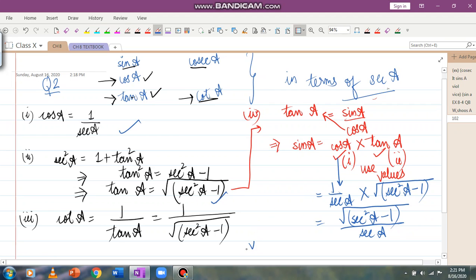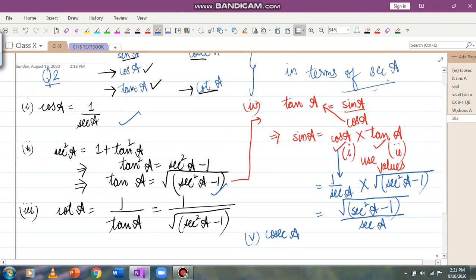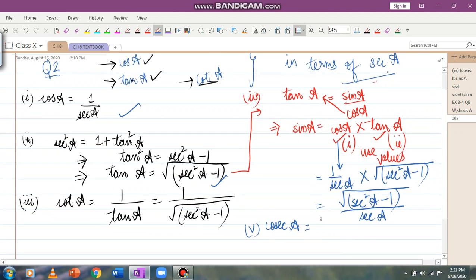And finally, I want to write down the value of cosecant A. Now cosecant is the reciprocal of sine, so this is very simple. I will be just inverting this value which I have obtained for sine. So using this value, just write down its reciprocal. This becomes secant A over square root of. So the value of cosecant A is equal to secant A over square root of this binomial secant square A minus 1.